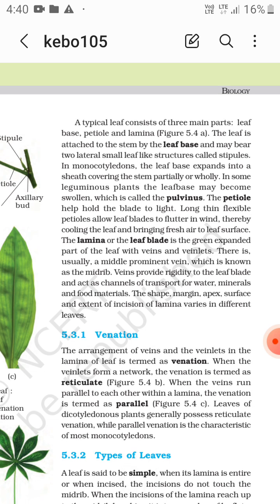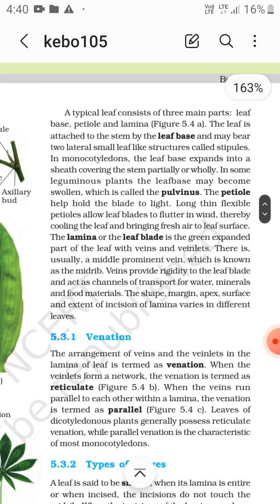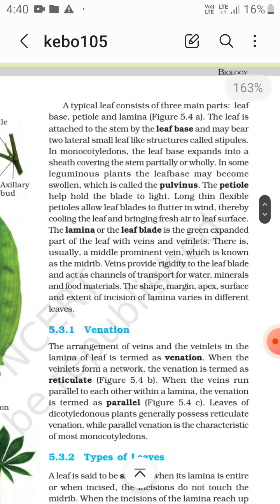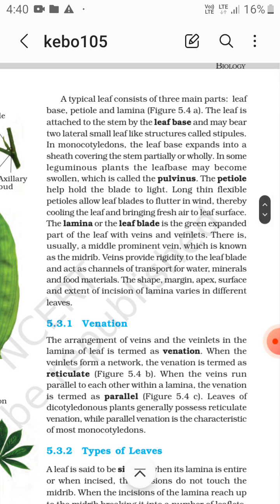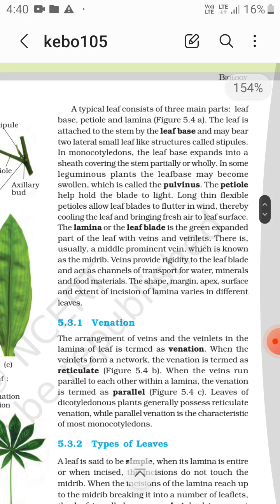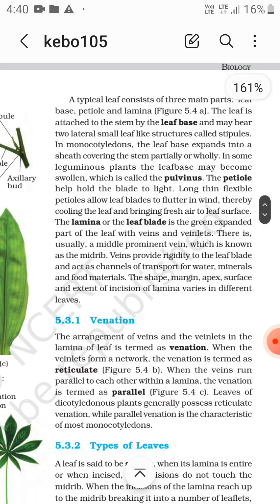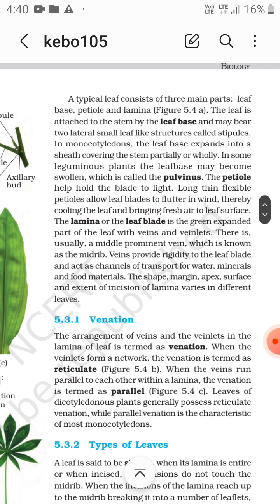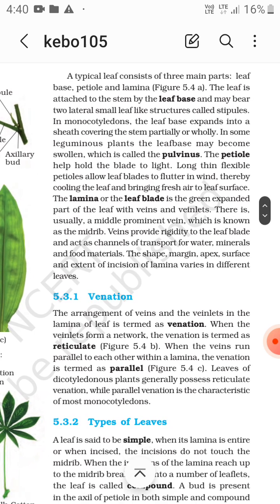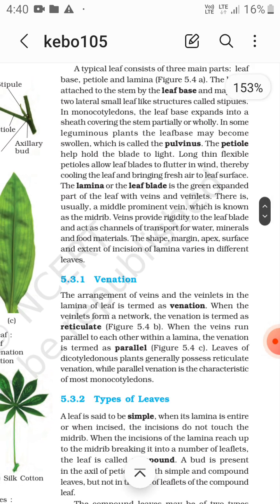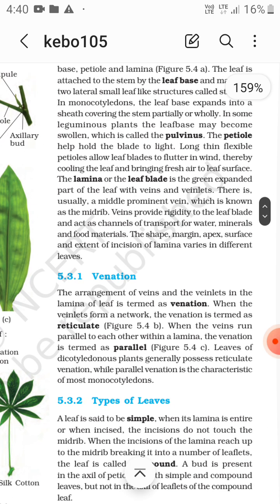The petiole holds the leaf blade. It helps to flutter in wind, thereby cooling the leaf and bringing fresh air to the leaf surface. The lamina or the leaf blade is the green expanded part of the leaf with veins and veinlets. There is usually a middle prominent vein which is known as the midrib. The shape, margin, apex, surface and extent of incision of lamina vary in different leaves.